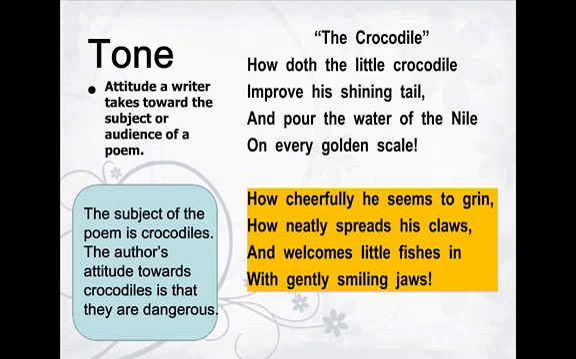Tone is the attitude a writer takes toward the subject or audience of a poem. In this poem, The Crocodile: "How doth the little crocodile improve his shining tail, and pour the waters of the Nile on every golden scale? How cheerfully he seems to grin, how neatly spreads his claws, and welcomes little fishes in with gently smiling jaws." So the subject of the poem is crocodiles. The author's attitude toward crocodiles is that they are dangerous.